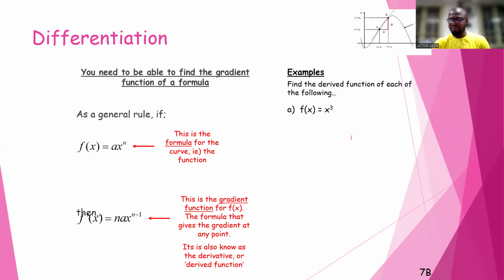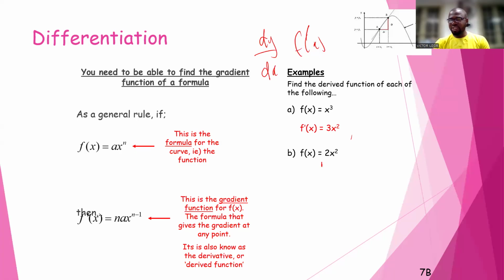Now let's look at this example. Find the derived function of each of the following. When they say derived function, they are also asking you to differentiate it. You can use dy over dx when differentiating, or you can use the function prime. They are just the symbols for differentiation. Just like I told you, for this particular one, all you need to do is multiply by 3, because the power is 3, then subtract 1 from the 3 and get the answer. Very easy.